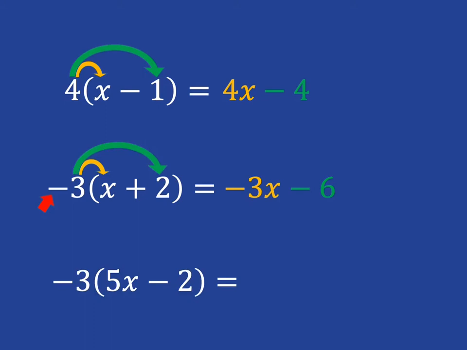One last example. Here again we've got a minus 3 outside the bracket, and it's got to multiply with each and every term inside the bracket. Again, I'm going to put a little warning sign for myself, so I remember that minus needs to multiply in with everything. Minus 3 times 5x is minus 15x, and minus 3 times minus 2, negative times negative gives me positive, so it is plus 6.